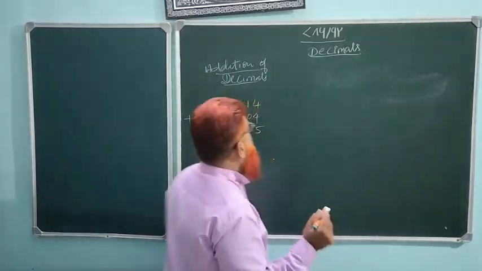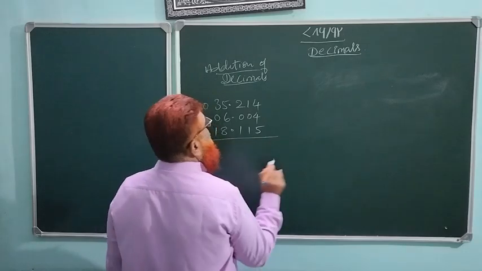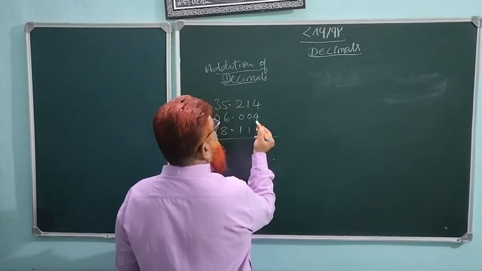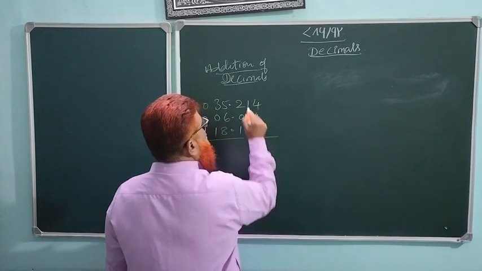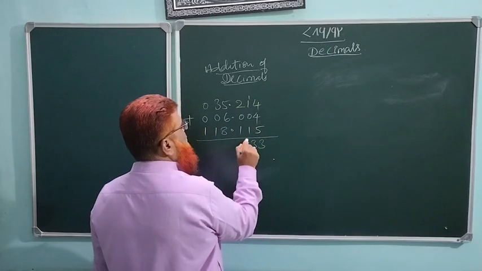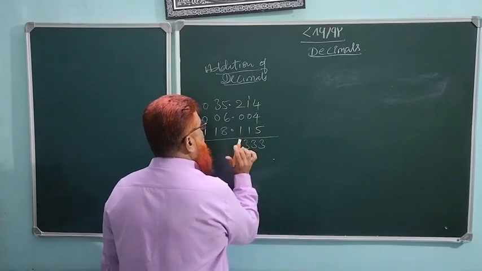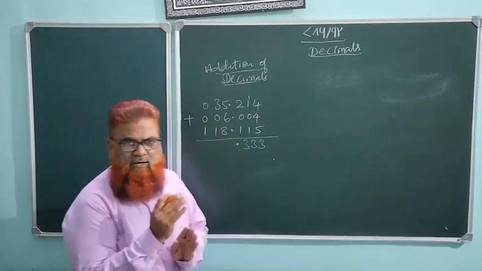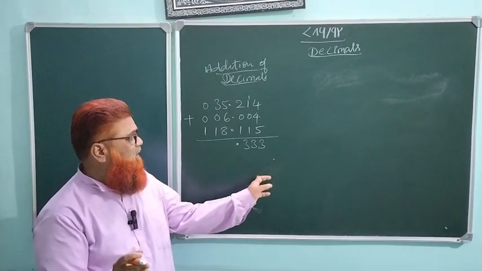Okay, now you just add as usual. Start from the decimal part. 5 plus 4, 9, plus 4, 13. 3 units, 1 carry. 1, 1, 1, 3, it is 3. 2 plus 1, 3. The decimal part is over, and don't forget to put the decimal point. This is the addition we carried out in the decimal section, or decimal part.